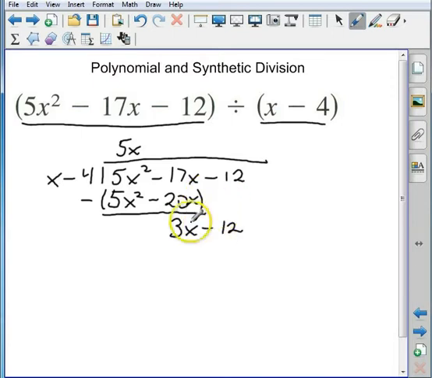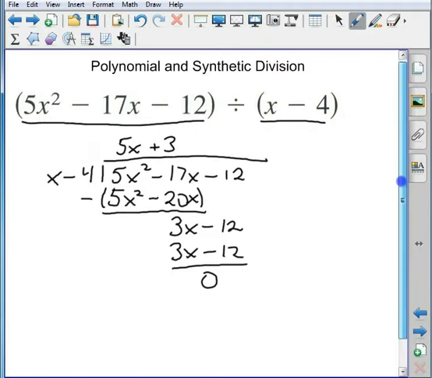And I ask myself, what do I multiply x by to give me 3x? And of course the answer is 3. So I have 3x, and then 3 times negative 4 is negative 12. And we get no remainder. So that means that x minus 4 is a factor of 5x squared minus 17x minus 12.